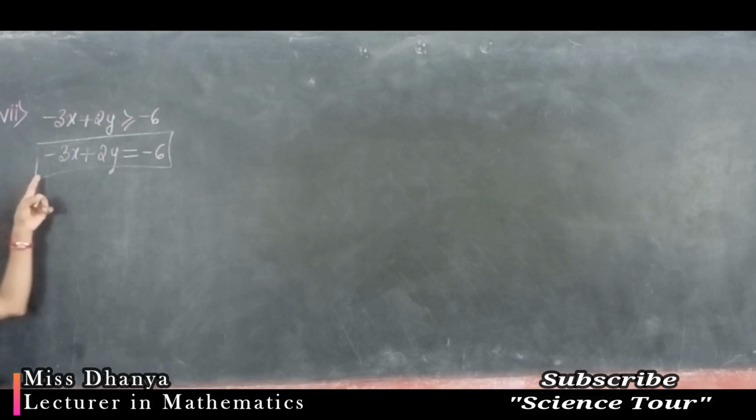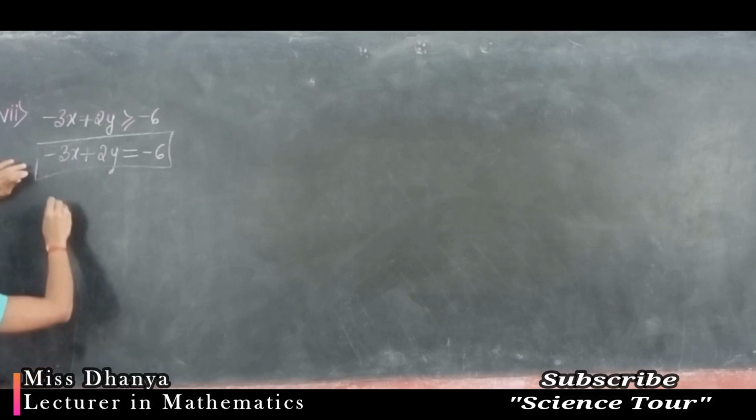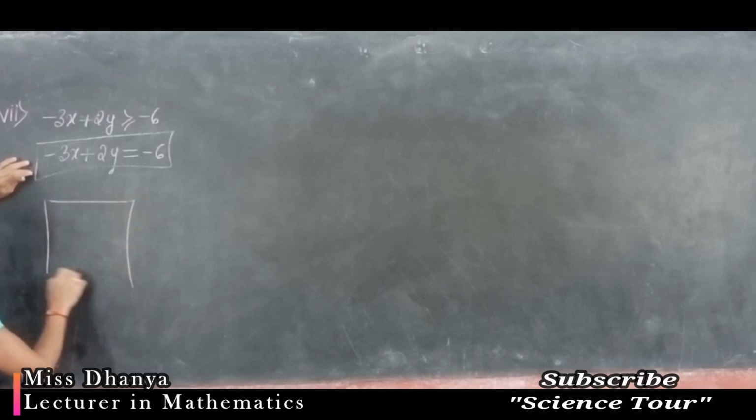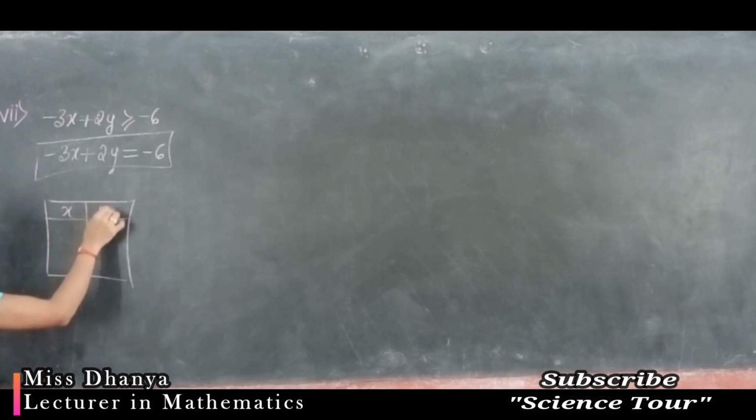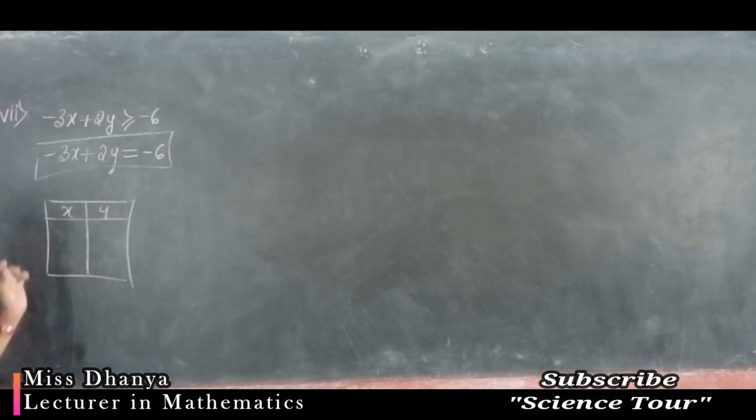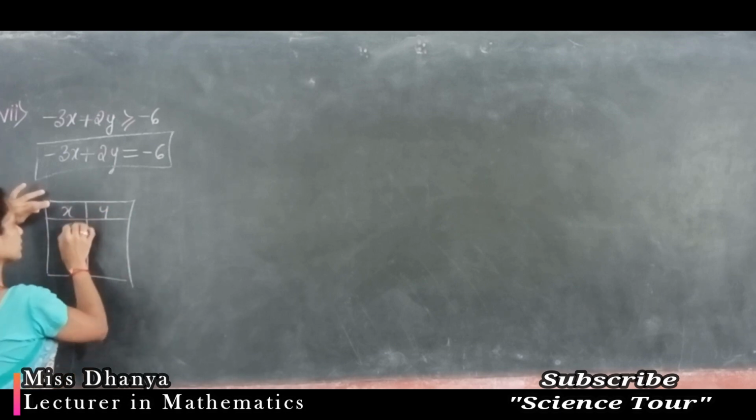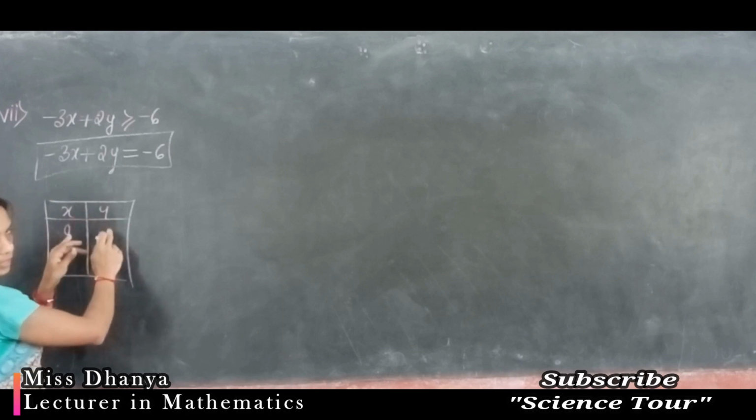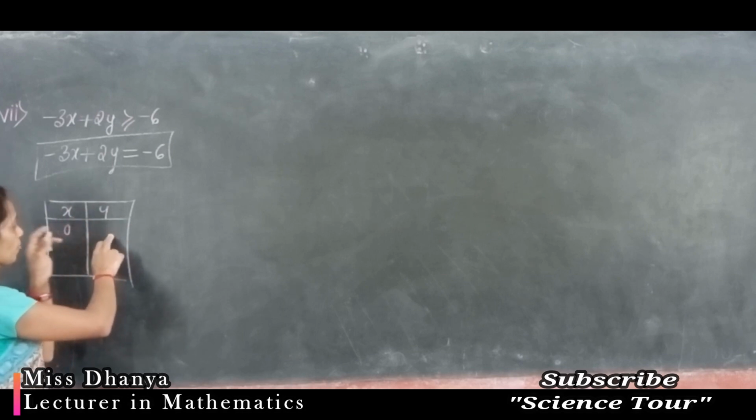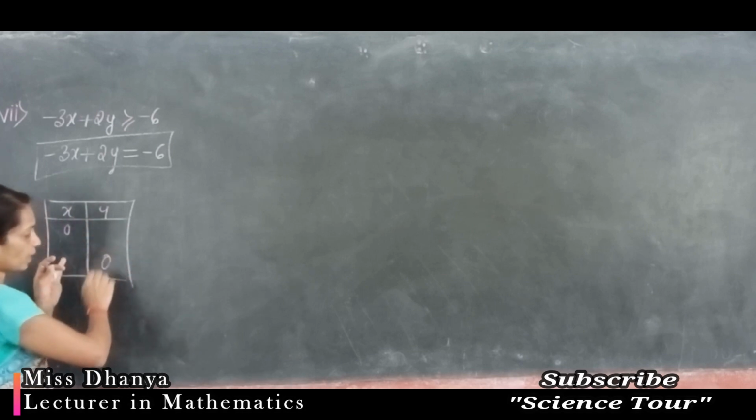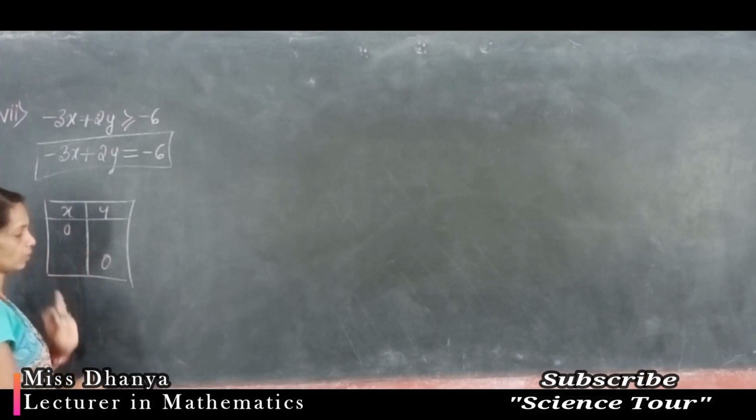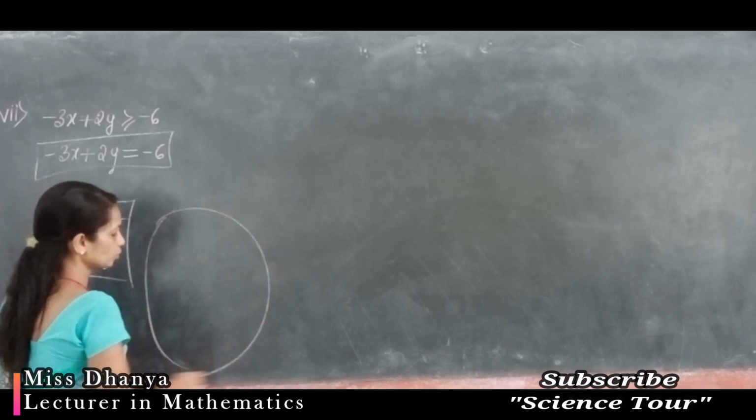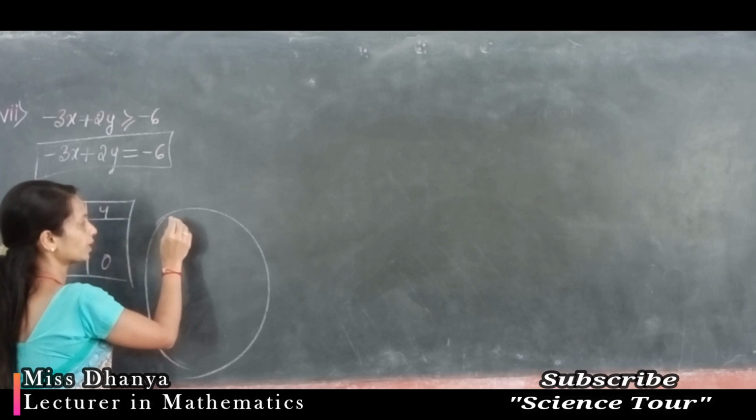You have to find 2 points of this line. Any 2 points you can find, but I will find some points which are easy to get. So that is like this: when x equal to 0, find the corresponding value of y, and when y is equal to 0, find its corresponding x value. And that you do on the rough side.